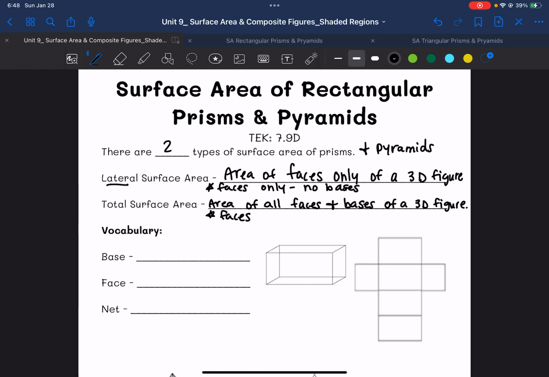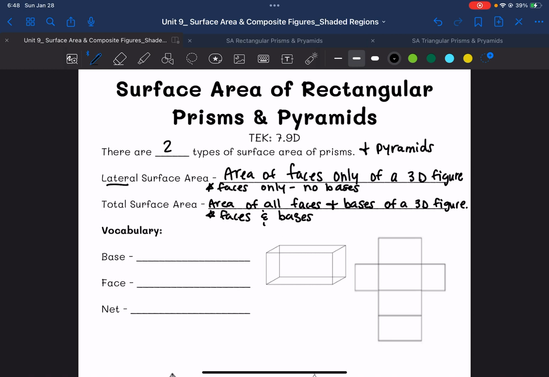This right here, if your parents are watching with you or listening, reminds me of the band called Ace of Base. Yeah. Faces, bases, Ace of Base.